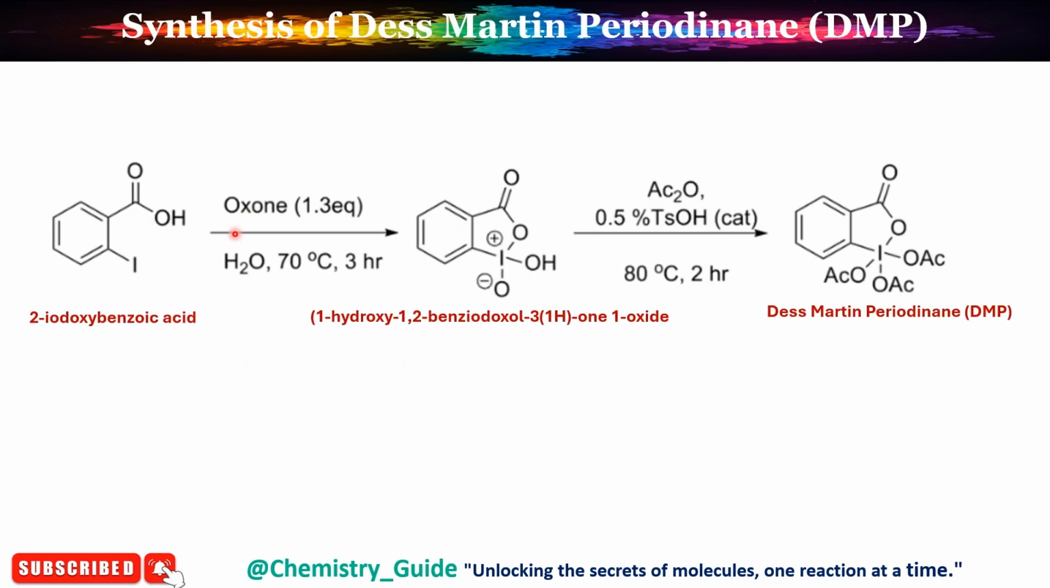Let us see the synthesis of DMP. The 2-iodobenzoic acid is reacted with an oxidant to convert it to 1-hydroxy-1,2-benziodoxol-3(1H)-one 1-oxide, which is reacted with acetic anhydride in the presence of paratoluenesulfonic acid to generate the DMP.